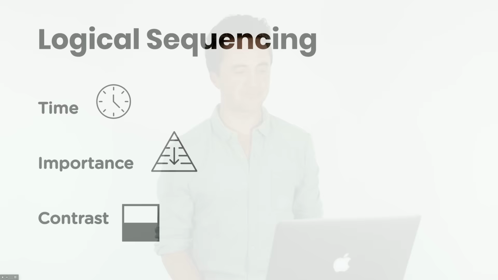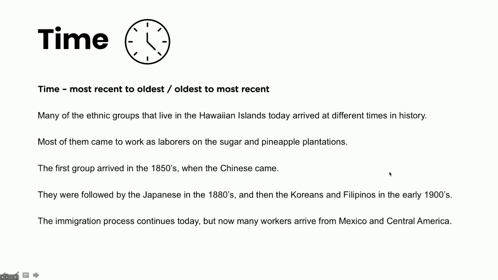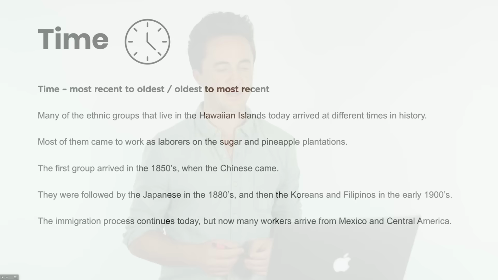Let's take a look at the chronological one, or the time one. You can structure a paragraph by time, from most recent information to the oldest information, or oldest information to most recent information. Here's an example. Many of the ethnic groups that live in the Hawaiian Islands today arrived at different times in history. Most of them came to work as laborers on the sugar and pineapple plantations. The first group arrived in the 1850s when the Chinese came. They were followed by the Japanese in the 1880s and then the Koreans and Filipinos in the 1900s. The immigration process continues today, but now many workers arrive from Mexico and Central America. So you can see how the time sequences, the dates, the years, the "today", for example, have been used in this paragraph to show a sequence of time from earliest to most recent. Cool.